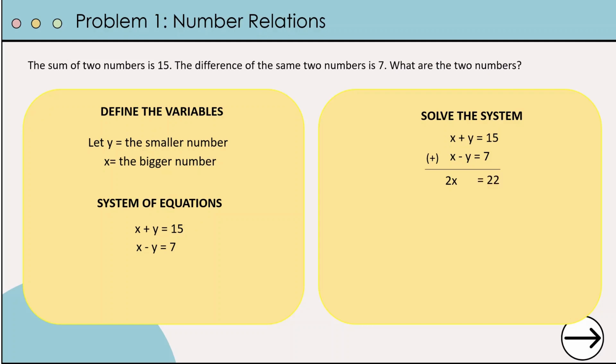Now, let's solve for x. In order to do that, let's divide both sides by 2. 2x over 2 equals x and 22 over 2 equals 11. Therefore, x is equal to 11.